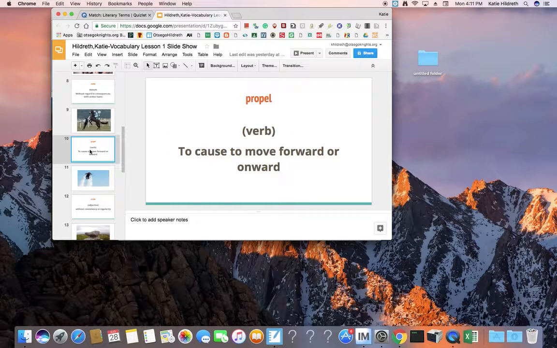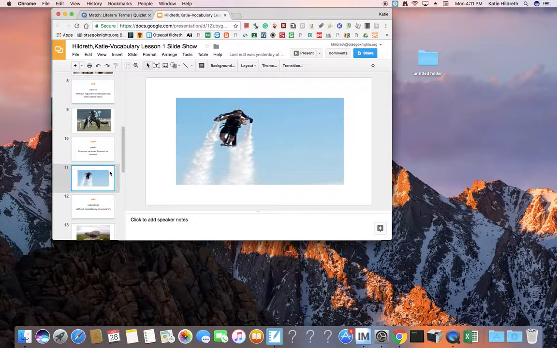Our next word is propel. Propel is a verb and it means to move forward or onward. Like the wind can sometimes propel our papers if we don't have them attached to something, or it can move things. Like if you have a door, it can slam the door if the wind catches it. And the picture I put was the gentleman flying upward.